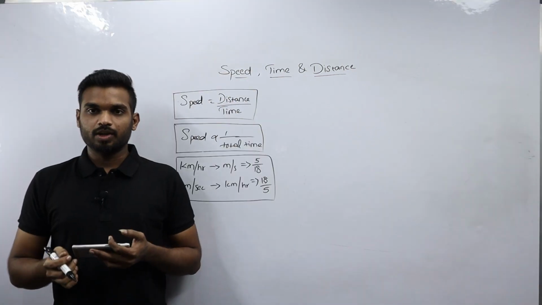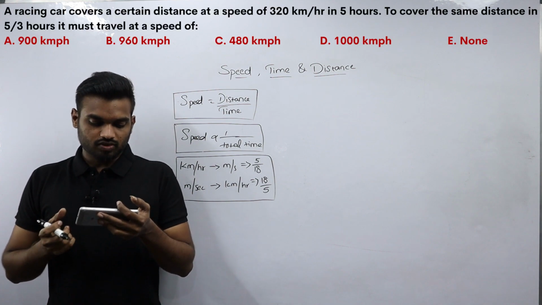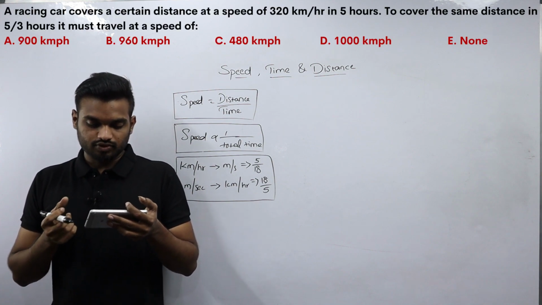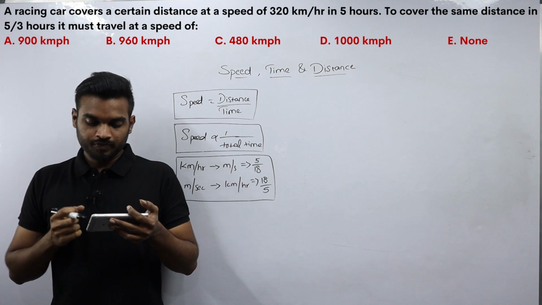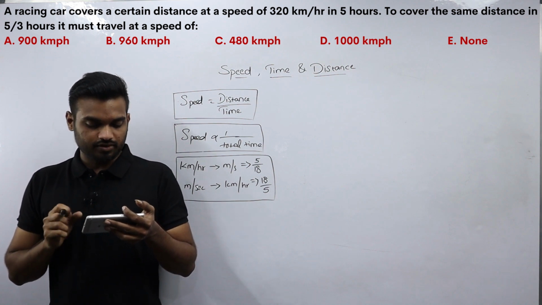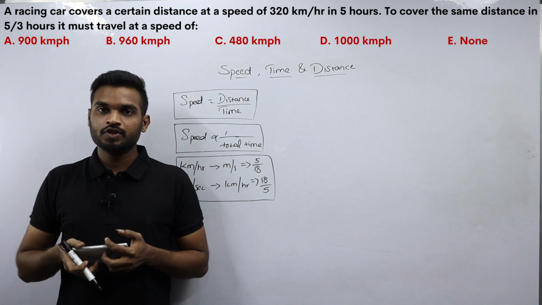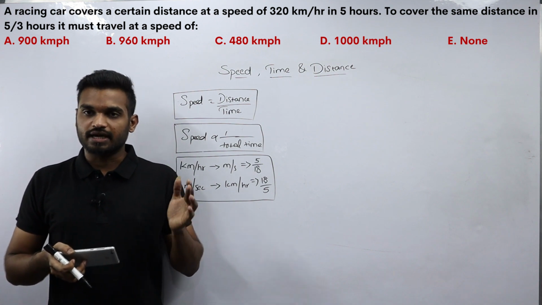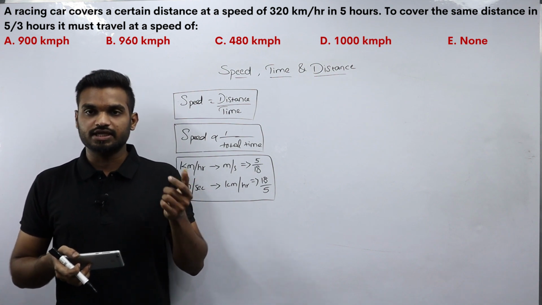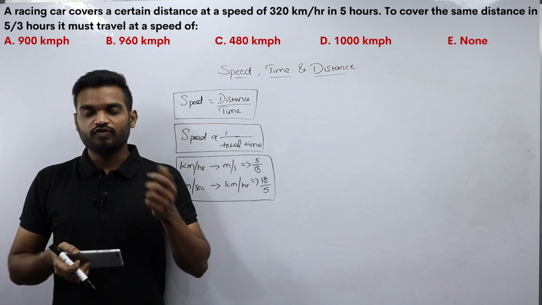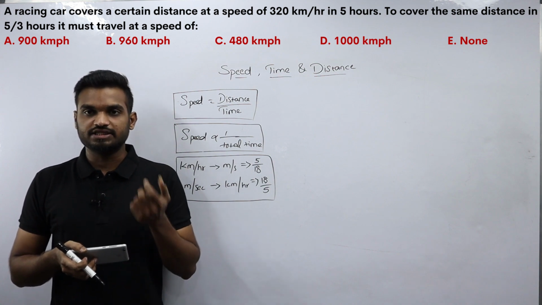Now let's see the second problem. They are saying that a racing car covers a certain distance at a speed of 320 km per hour in 5 hours. To cover the same distance in 5 by 3 hours, it must travel at a speed of. So we need to find out at what speed the car needs to travel to cover the same distance in 5 by 3 hours. To find that, first of all we need to know the distance.